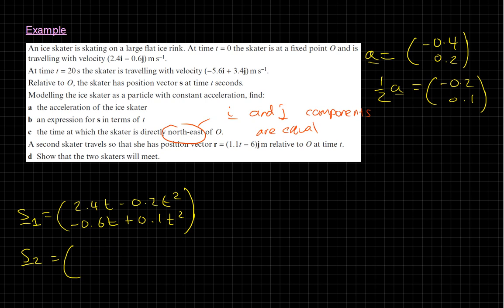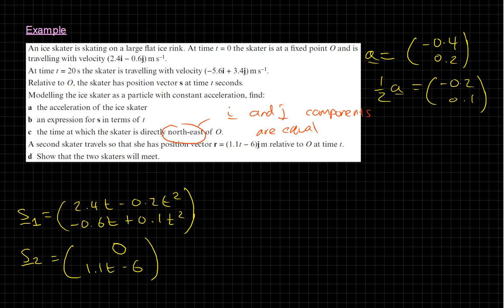A couple of things. First of all, they've used R. It's the same as S. They're just being a bit annoying and trying to trick you by saying here we're talking about S and here we're talking R. Notice it says here position vector S, and here it says position vector R. It's the same thing. So I've done S1, S2. You could also say S and R. It doesn't matter. The second trick here is notice there's a J component, but there's no I. So they've implicitly told us this is 0, and then the next part is the J component. That's 1.1t minus 6.